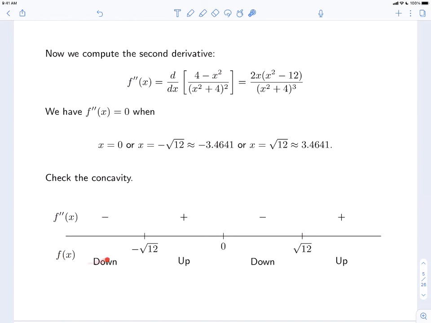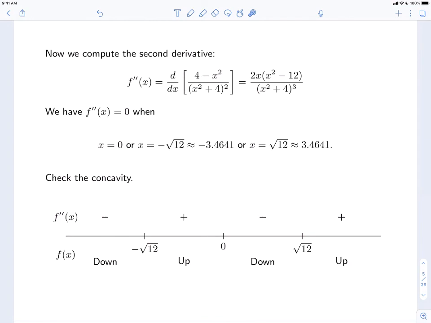And now for this last interval, you just want to pick something less than negative 3.4641 or thereabouts. So you could pick something like negative 10. Then you'll have a negative number, negative 20, times, again, this will be 100 minus 12, so that'll be positive. So you'll end up with a negative value.